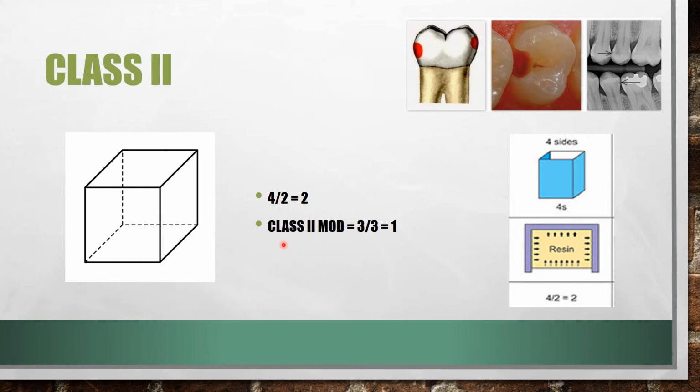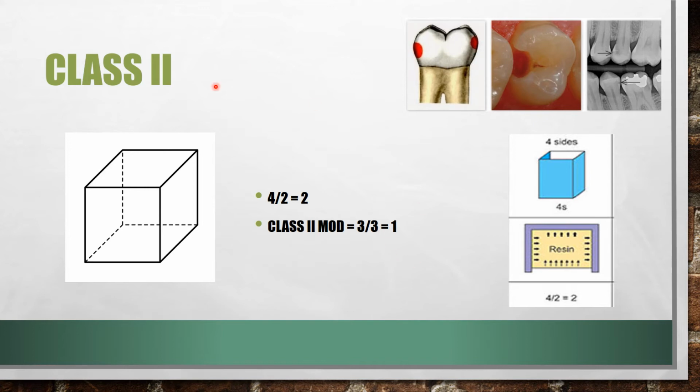Now, for example, if it is a class 2 mesio-occlusal and distal involvement, in this case the configuration factor will be 1. Why? Because both your proximal walls, the distal wall and the mesial wall, and the occlusal wall are involved in the case of your MOD preparation. As we have seen, the mesial wall was unbonded. Now in this MOD preparation, the distal wall is also unbonded. So 3 will be bonded and 3 will be unbonded. Because of this, the configuration factor will be 1.